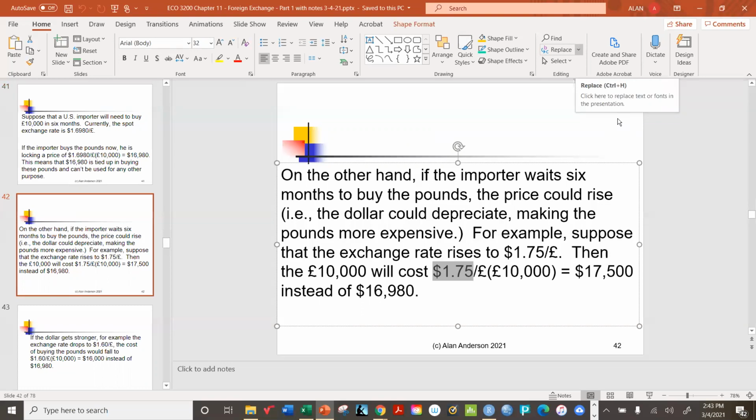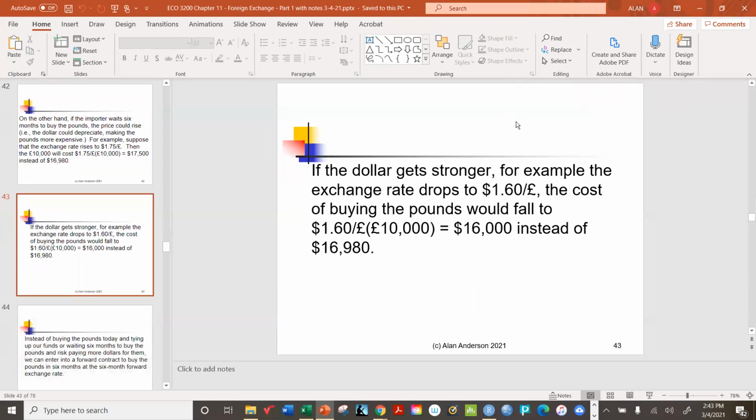And all of a sudden, those same pounds will cost us not $16,980, but $17,500. Now, that might not sound like a big difference, but that might mean the difference between whatever we're trying to buy being profitable and not being profitable. Because if we're in business, we may have very low profit margins, which could be swallowed up by foreign exchange losses. All right. So what do we do?